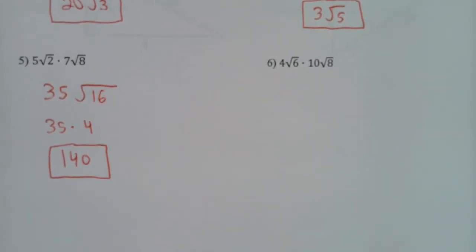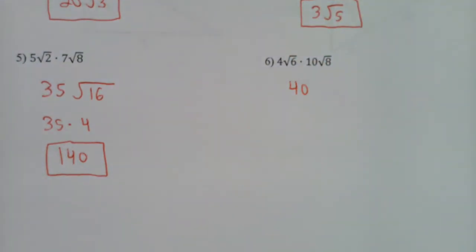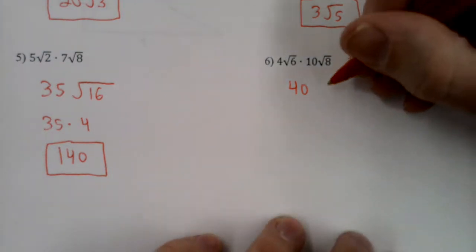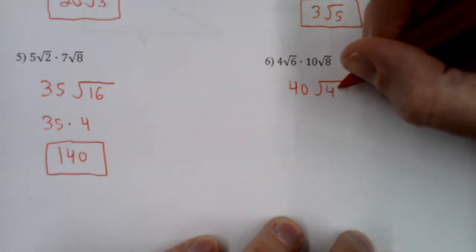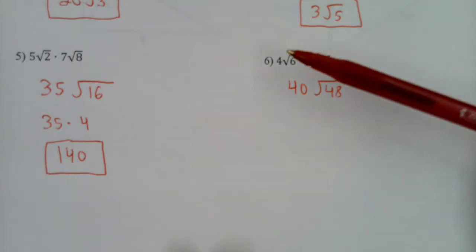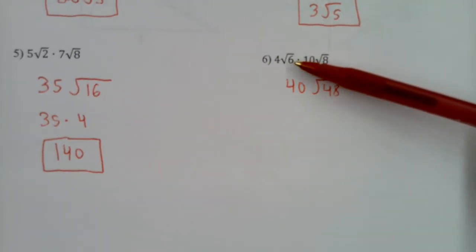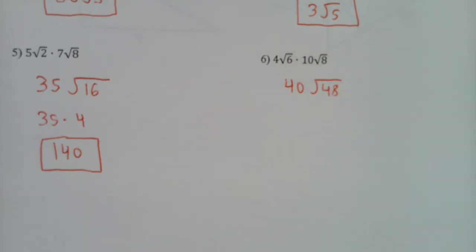Number 6, another multiplication problem. Let's multiply 4 times 10 to get 40. And then let's multiply square root of 6 times square root of 8, and that would be square root of 48. So what I did so far was I just did 4 times 10 is 40. Then I multiplied the square roots together. Square root of 6 times square root of 8 is square root of 48.